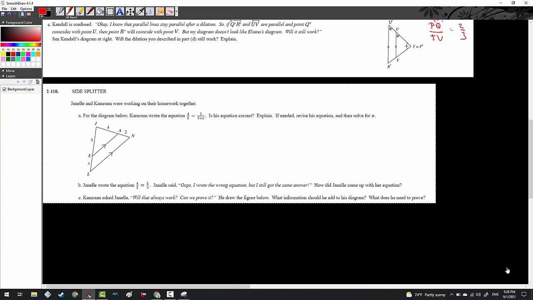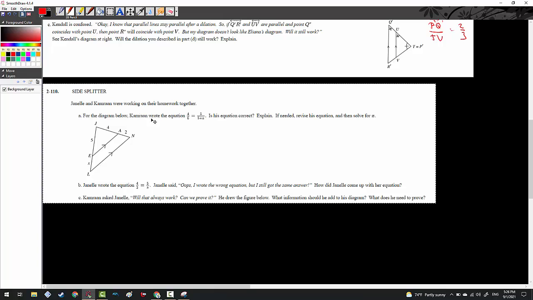All right, let's talk about this famous side splitter theorem here, where basically it says Janelle and Kamran are working on their homework together. For the diagram below, Kamran wrote the equation 4 over 6 equals 5 over 5 plus x. Is his equation correct? Explain, if needed, revise his equation, and then solve for x.